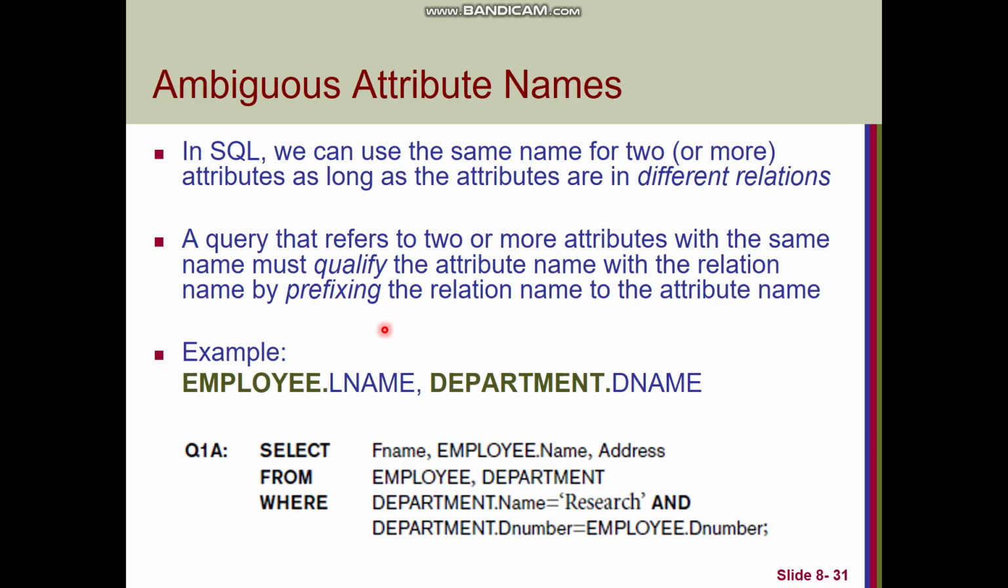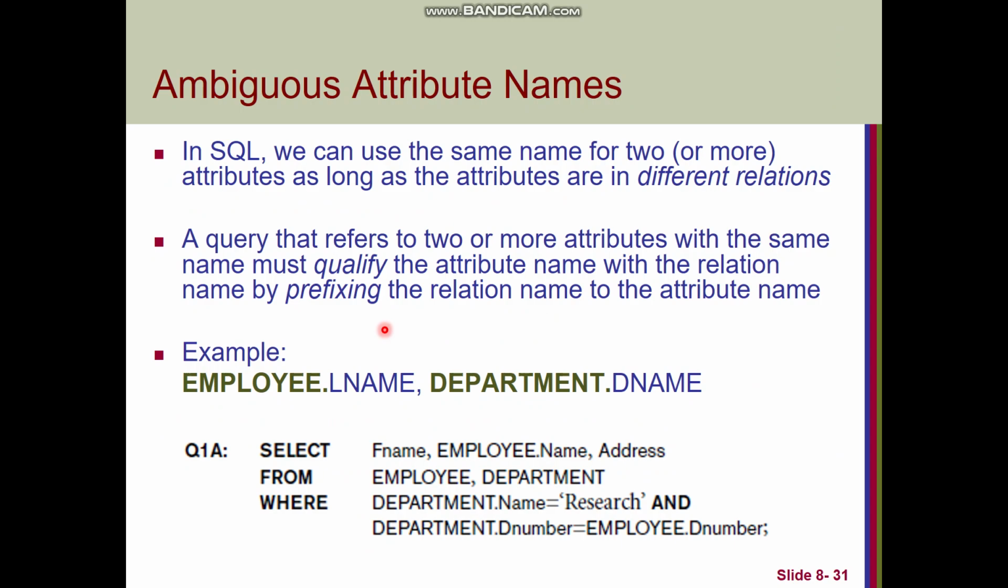Now, normally if a name attribute is common in multiple tables, and we are joining two tables and saying select name from department, employee, then either we are referring to department name or employee name. So we cannot mention that. It becomes ambiguous which name we are referring to.